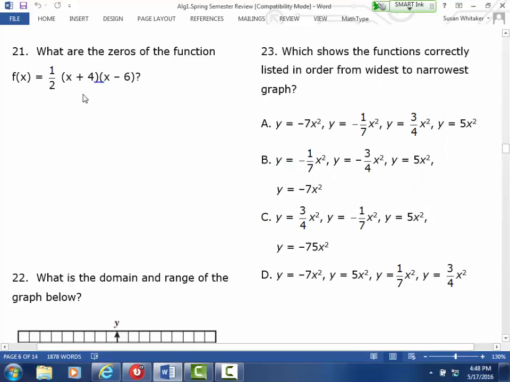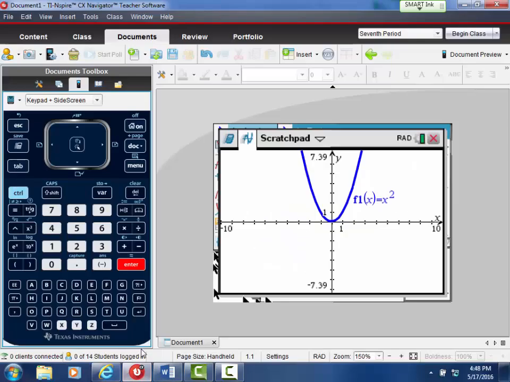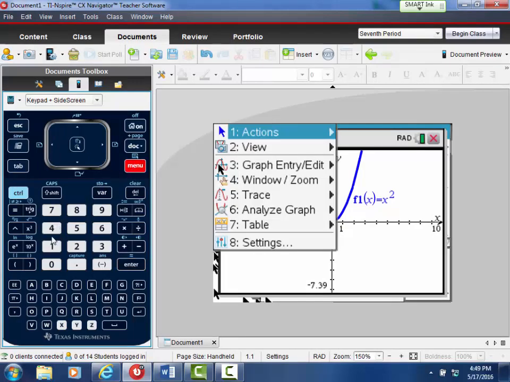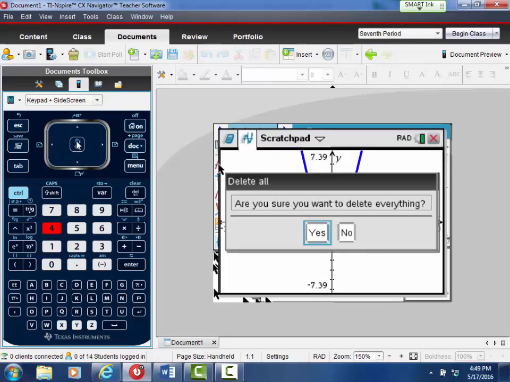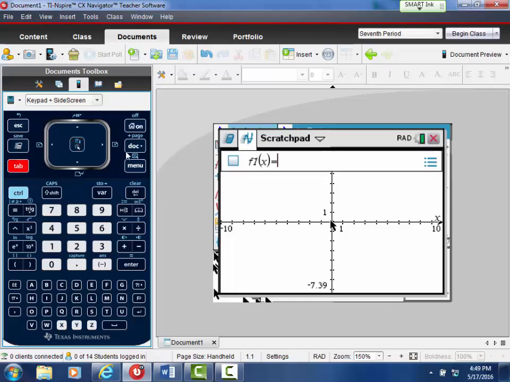What are the zeros of the function? Zeros of a function is where it crosses the x-axis. So I think the best way to answer that one is to go to my graph. And I'm going to menu 1, 4. Yes. And then I'm going to put in my equation, which was 1/2 times x plus 4 and then x minus 6.